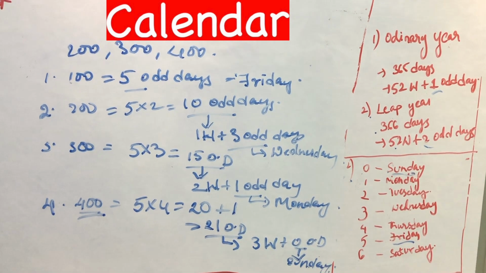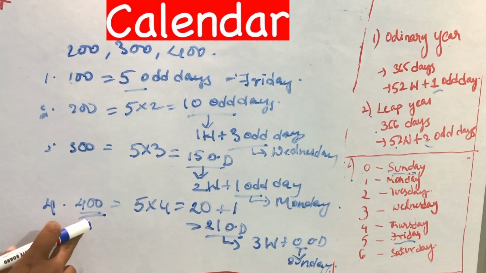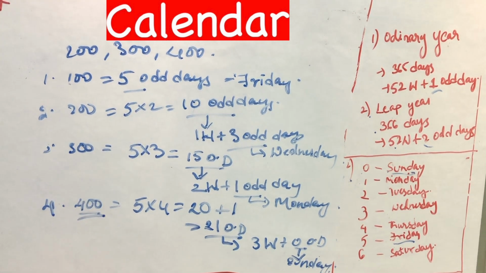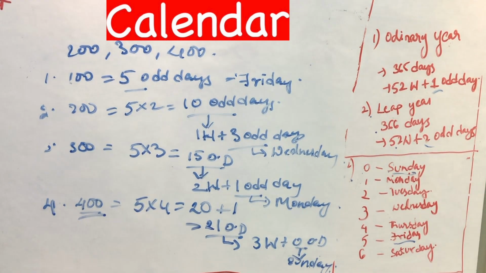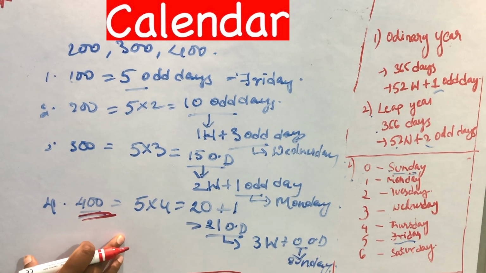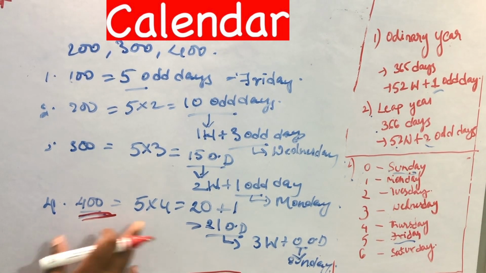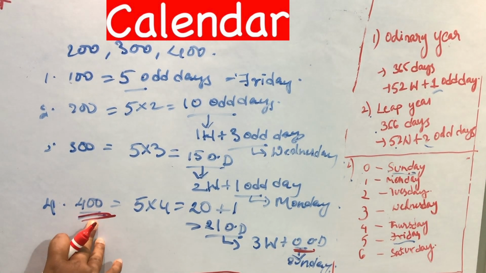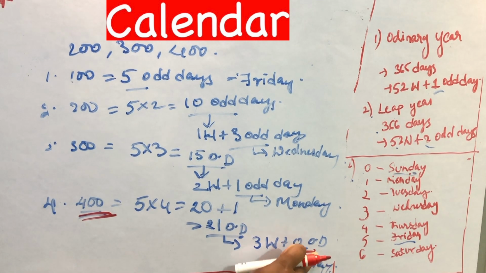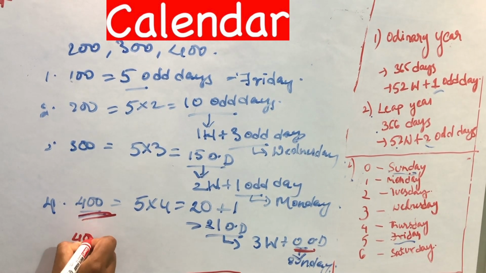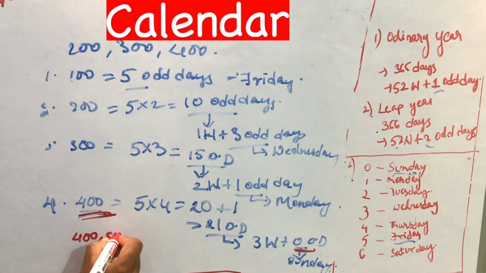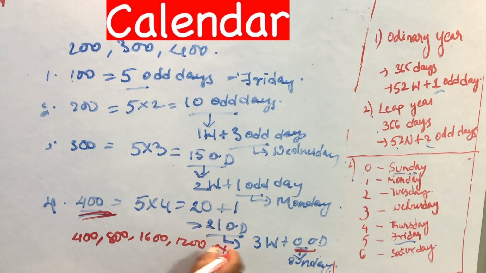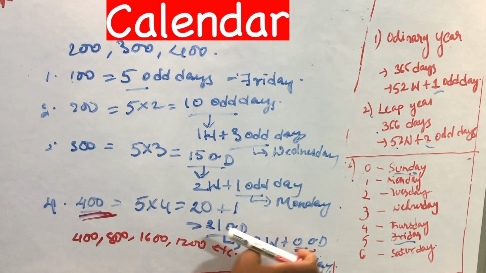So this is how you have to calculate for 100, 200, 300, 400 and so on for every century year. Now from this what we can conclude is, every century year which is a multiple of 4 has 0 odd days. Remember, examples like 400, 800, 1600, 1200, etc. All of these have 0 odd days.